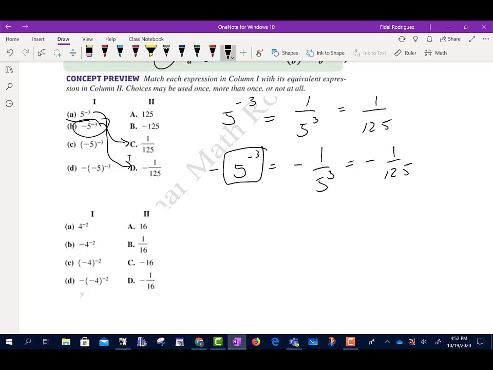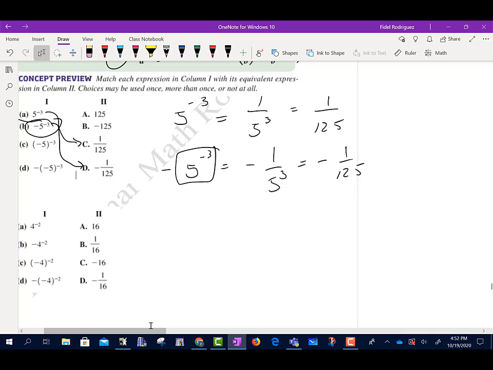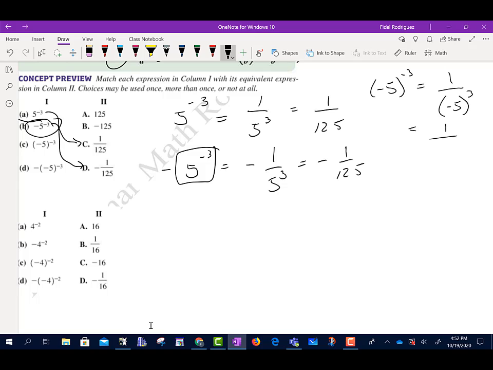Let's see if we can do part C. So I'm going to scooch over here to the side where I have a little bit more room. C is negative 5 to the power negative 3. So this means it's going to be 1 over negative 5 to the third. So when I take negative 5 and multiply it by itself 3 times, won't my answer be negative? Like this? And so part C is still going to match here, okay?